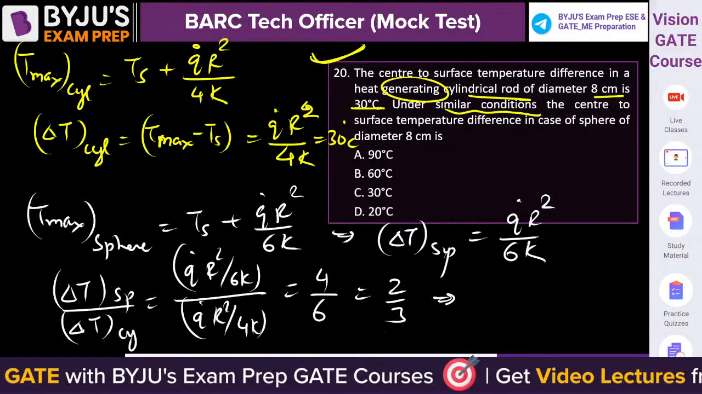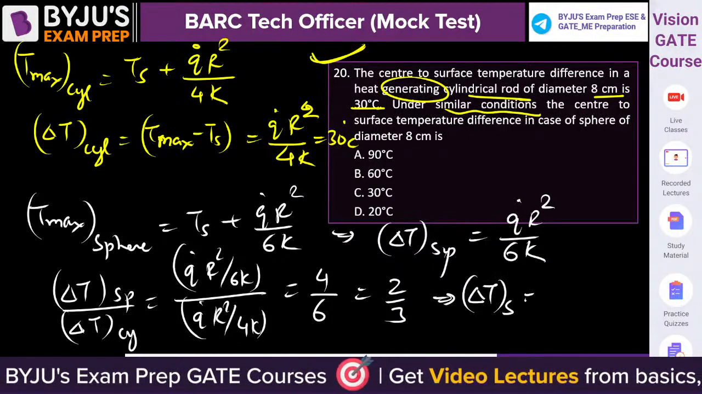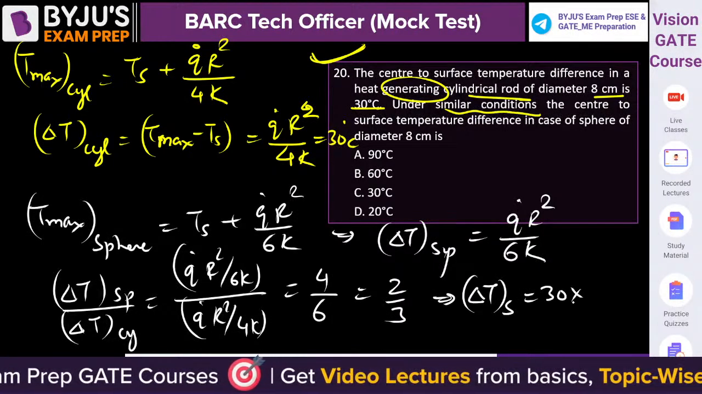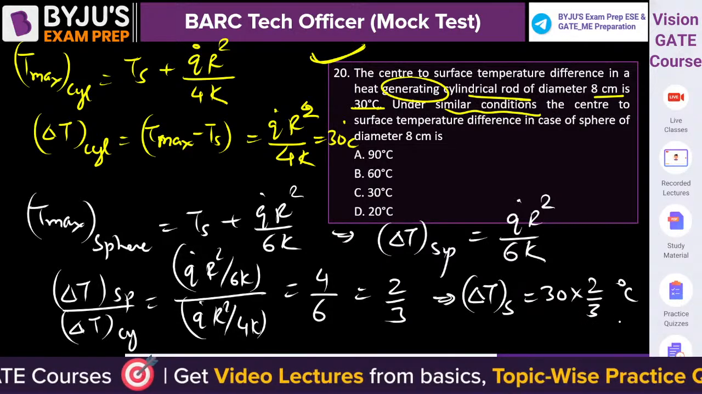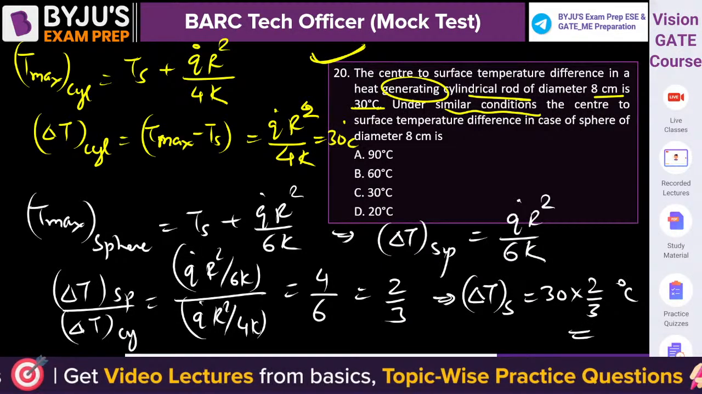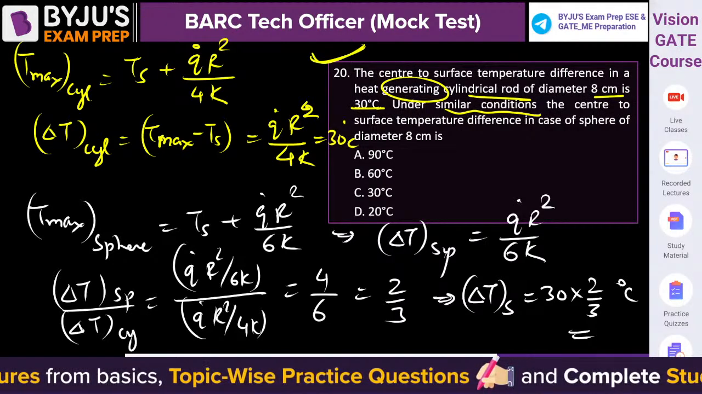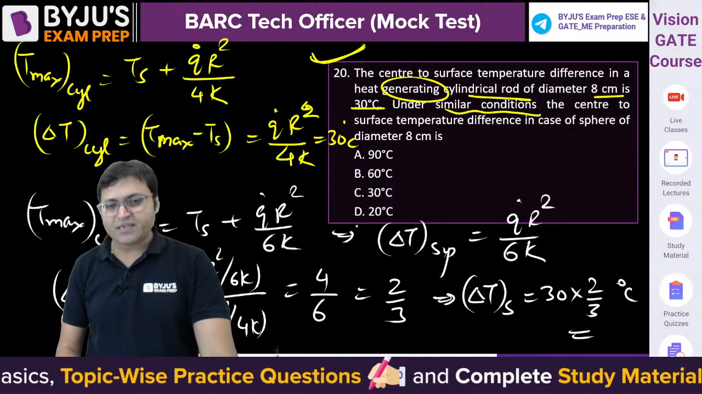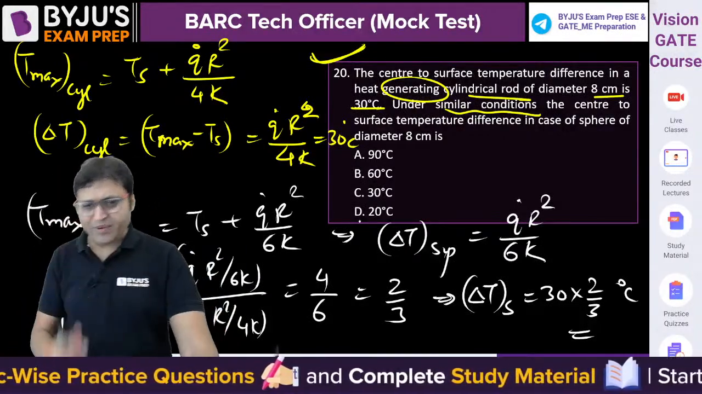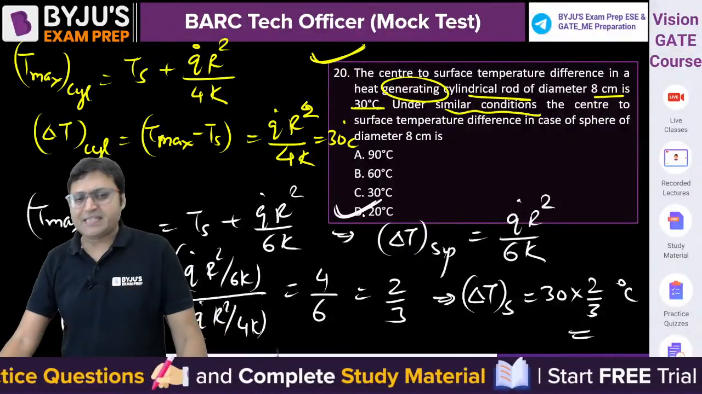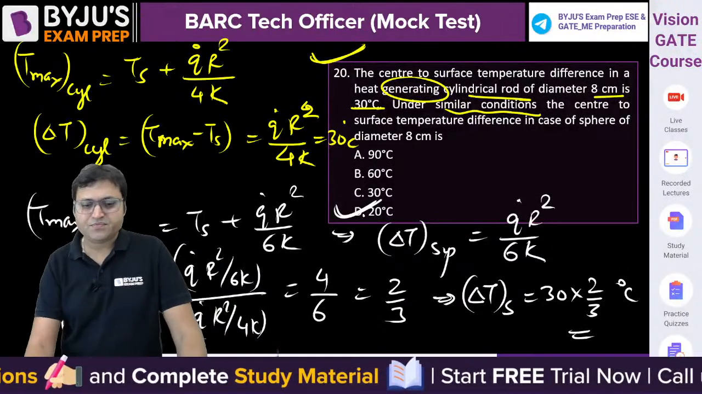So what is delta T for a sphere? That is equal to 30 into 2 by 3 degrees Celsius. How much is that? 60 by 3, 20 degrees Celsius. B will be the answer.